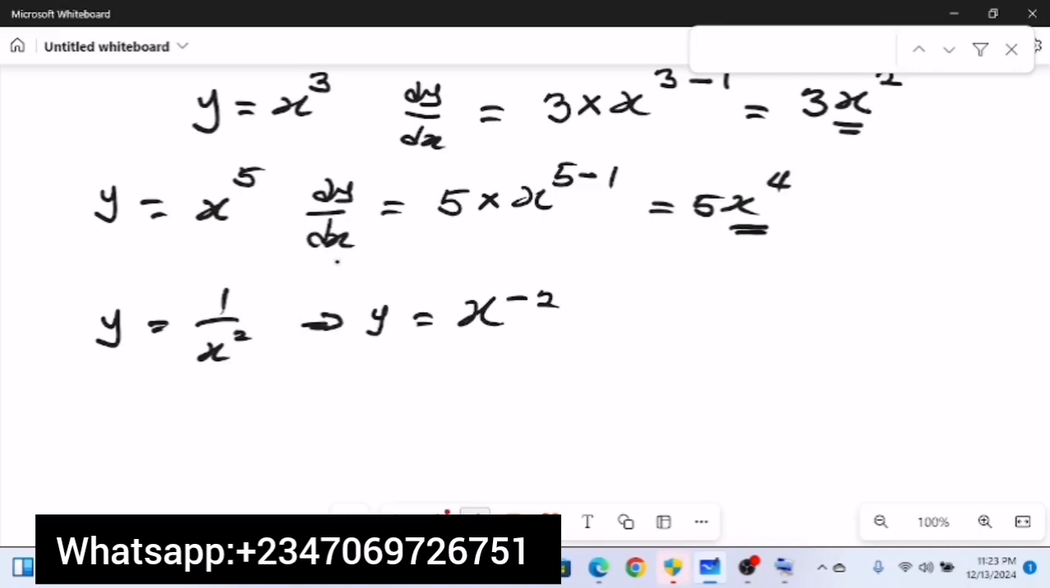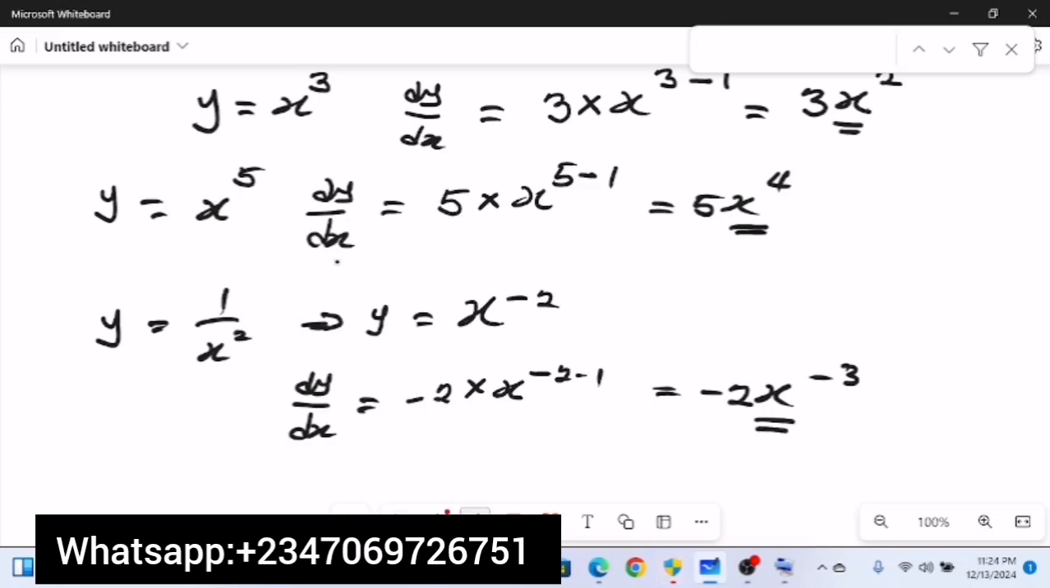Now this means dy/dx is going to be equal to, applying the power rule, use the power. Mind you, the power in this case is minus 2 and not just 2. So you simply use the power minus 2 to multiply the variable x. Now you subtract 1 from the power. Remember, the power still remains minus 2. Now you're removing 1, so simply minus 2 minus 1. So this is going to be equal to minus 2 times x to the power of minus 2 minus 1, which simply gives us minus 3. And this becomes your answer.